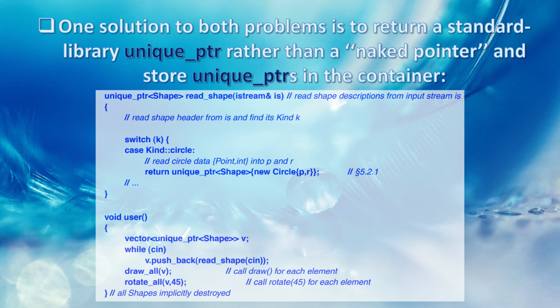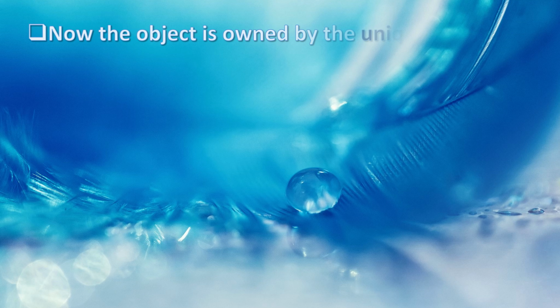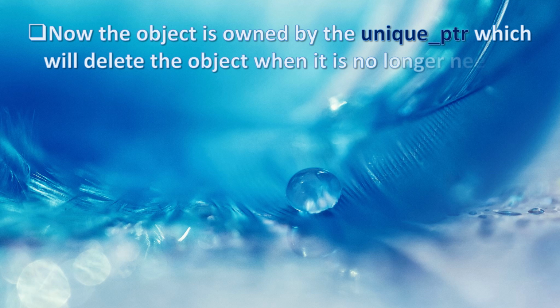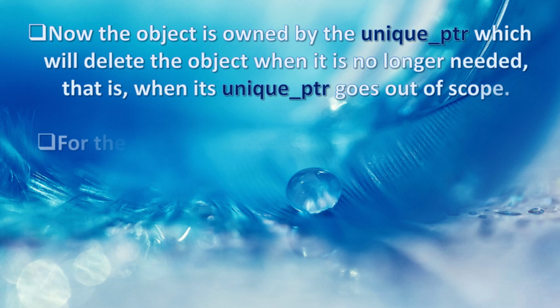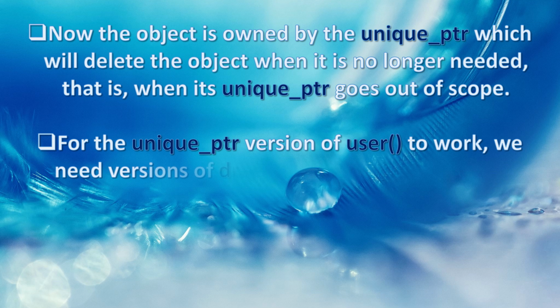void user() { vector<unique_ptr<Shape>> v; while (cin) v.push_back(read_shape(cin)); draw_all(v); // call draw() for each element. rotate_all(v,45); // call rotate(45) for each element. } // all Shapes implicitly destroyed. Now the object is owned by the unique_ptr, which will delete the object when it is no longer needed, that is, when its unique_ptr goes out of scope.